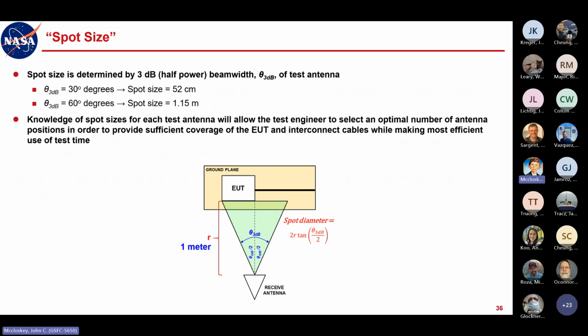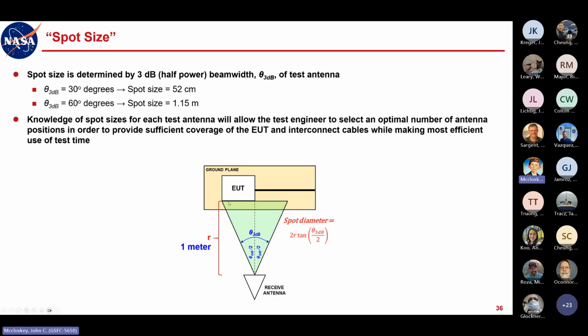Spot size is determined by the 3 dB half power beam width of the test antenna. Just a couple of examples. When they specify that 3 dB beam width, it's the full angle from one point to the other across the bore sight line. So for the spot diameter, you take that angle from the data sheet, divide it in half, take the tangent of it, and then multiply it by 2.